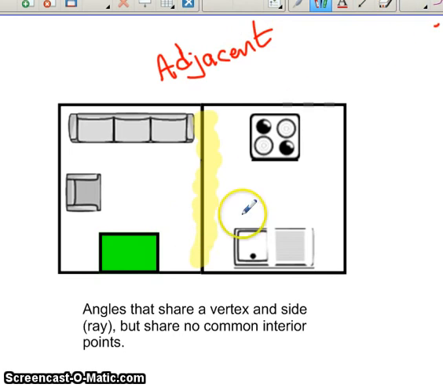Adjacent means next to, and this closet is inside the living room. Now, let's put a couple points in this closet. Notice that they are shared by both the living room and the closet. So that's what we mean by having no interior points in common. When one of the figures is inside the other figure, they're going to have common interior points.